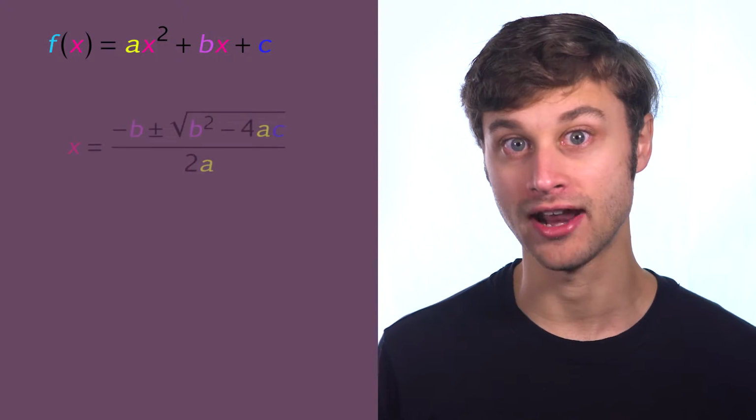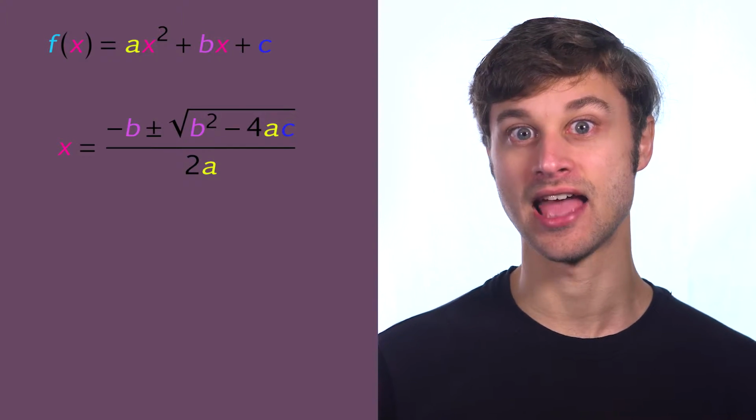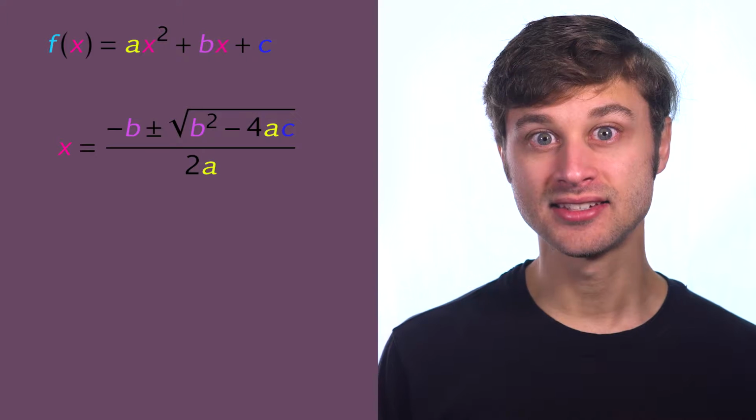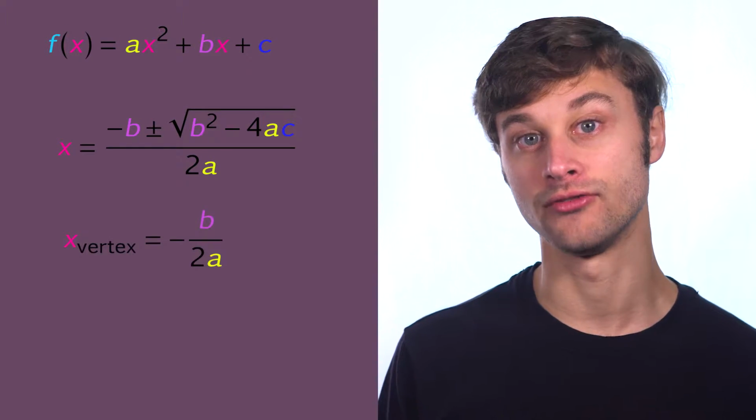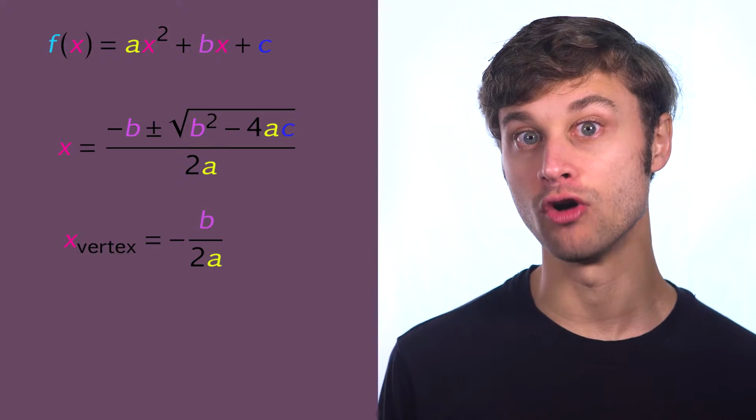Those a, b, and c coefficients can be used in the quadratic formula to find the x-intercepts. And we can find the vertex by using the equation x of the vertex is equal to −b over 2a.